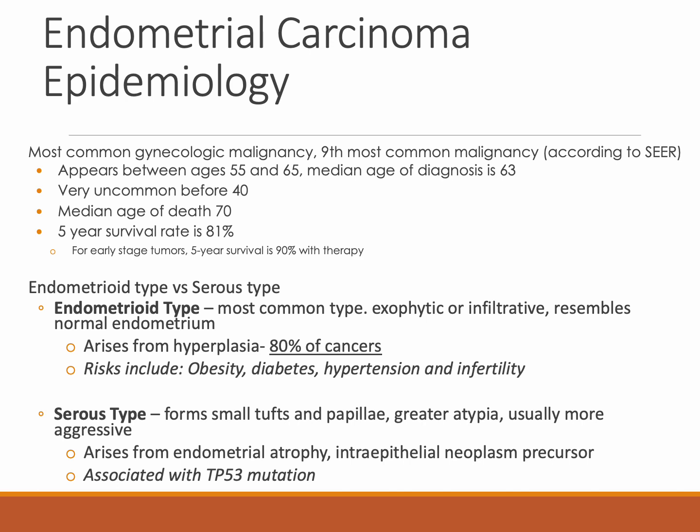So we have two types. There's an endometrioid type or a serous type. The endometrioid type is the most common one we'll see, and this is the one that you can classically think of when we think of endometrial carcinomas, which I'm sure you all do a lot. This is the one that you'll see as an exophytic mass. It might be infiltrative to the myometrium as well. Overall, the cells will look like a normal endometrium, and this is the one that follows that endometrial hyperplasia route until it gets to carcinoma.